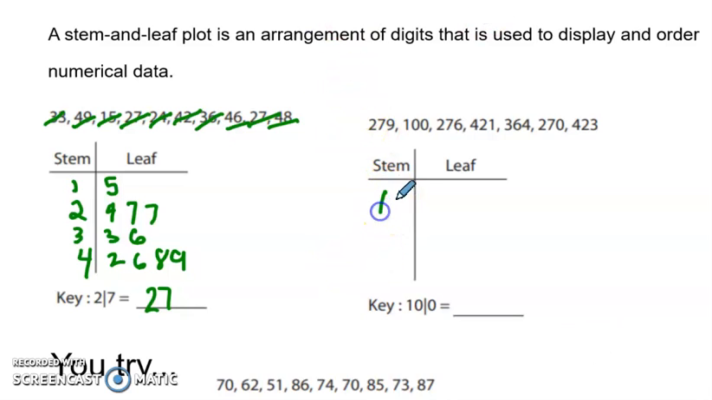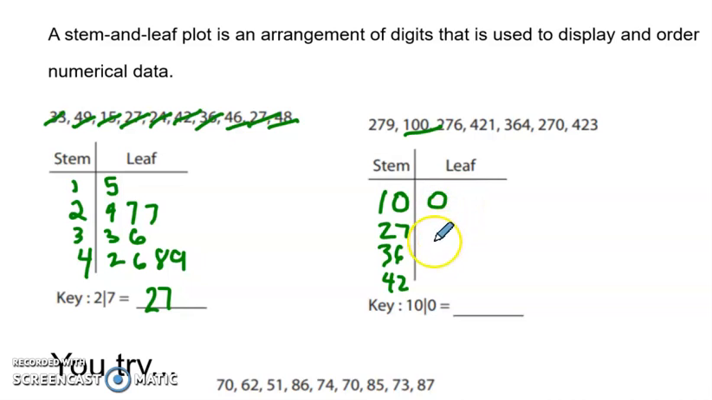So our smallest number is 100, so we start with 10. Again, I don't want to go 11, 12, all the way to 27, so I'm just going to jump to 27. The next smallest one looks like it's going to be 36, and then 42. Now the only one that starts with 10 is my hundred, so I'm going to go ahead and enter that.